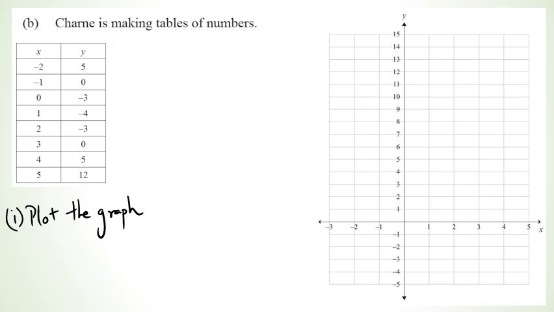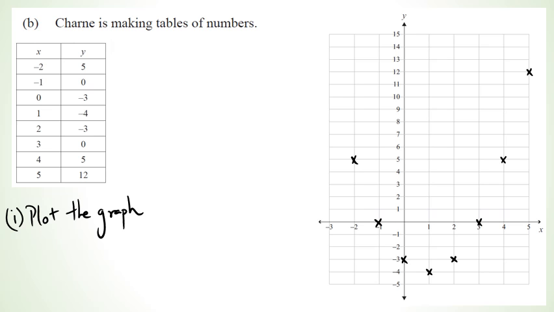We've got at -2 it's 5, at -1 it's 0, at 0 it's -3, at 1 it's -4, at 2 it's -3, at 3 it's 0, at 4 it's 5, and then at 5 it's 12.